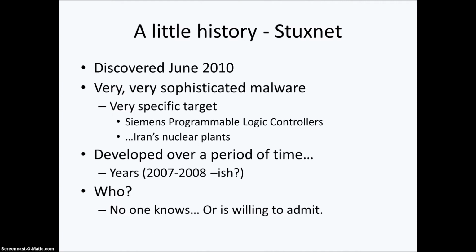It would actually check to see if the system it was running on was running any of Siemens programmable logic controllers. So basically, it was looking for Iran's nuclear plants. It's estimated, based on the compiler timestamps in the driver files, that development on Stuxnet began as early as 2007 or 2008. Who developed it? Nobody really knows, and of course nobody is willing to admit that they were the developer.